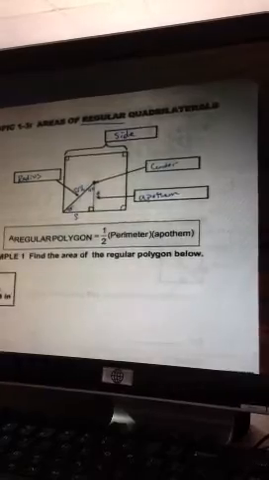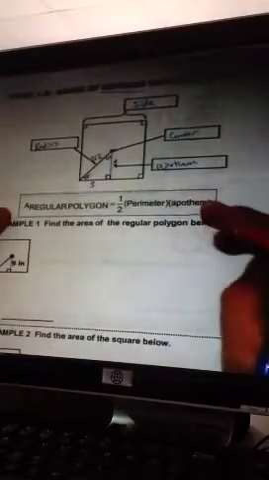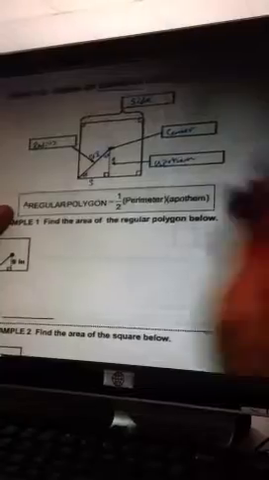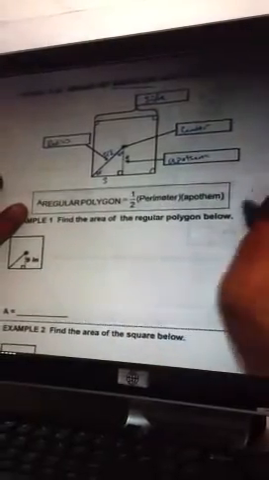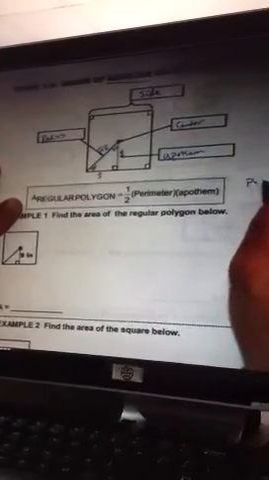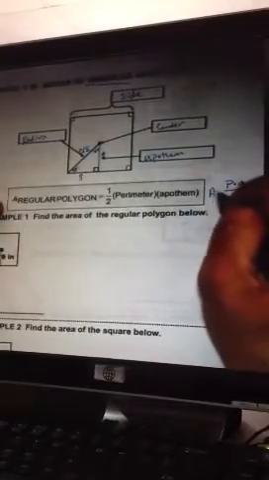Okay, now in order to find any of these, we use the area formula for all regular polygons. That's going to be 1/2 times the perimeter times the apothem. Remember how I do it. It's perimeter times the apothem divided by 2. That is our area.